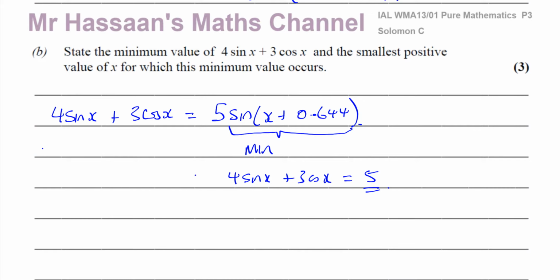So of course we should read the question. The minimum of this value is going to be -1, so the minimum of the whole expression is going to be 5 times -1, which is -5. Then it says, and the smallest positive value of x for which this minimum value occurs.